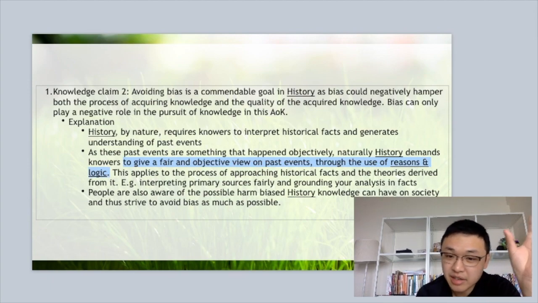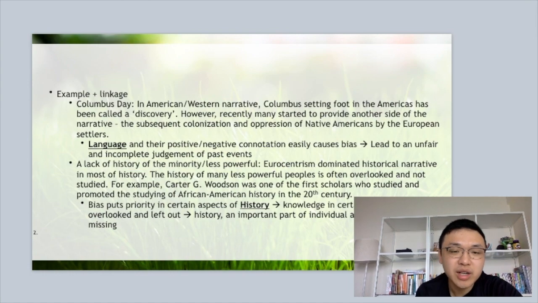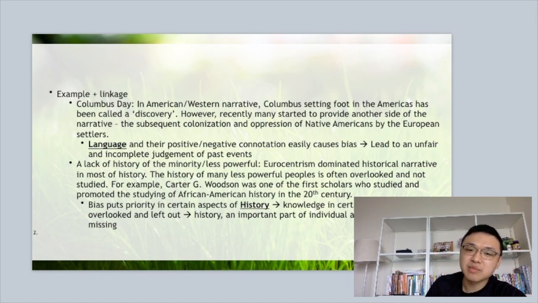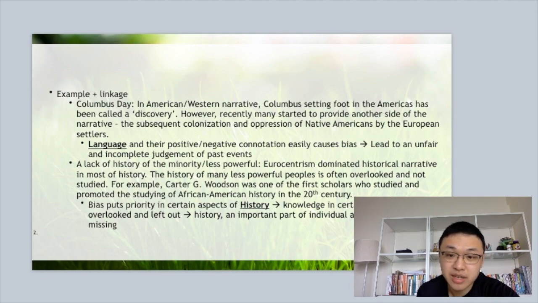The point here is that if historical knowledge is highly biased, it can have a negative impact on society, because it means that society has an inaccurate view of past events, right? One example is Columbus Day. Columbus Day is basically when the Europeans set foot on North America, which is now the United States and Canada, right? Historically, this has been called Discovery Day. Europeans called it Discovery Day, so it shed a very positive light on this event, right?